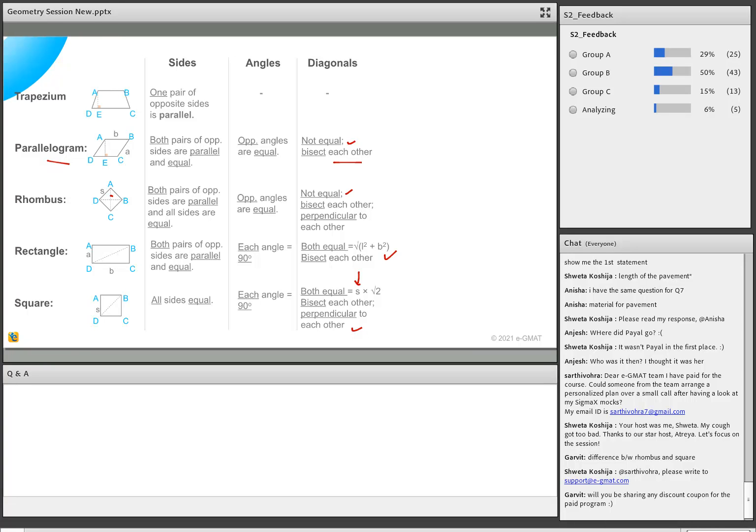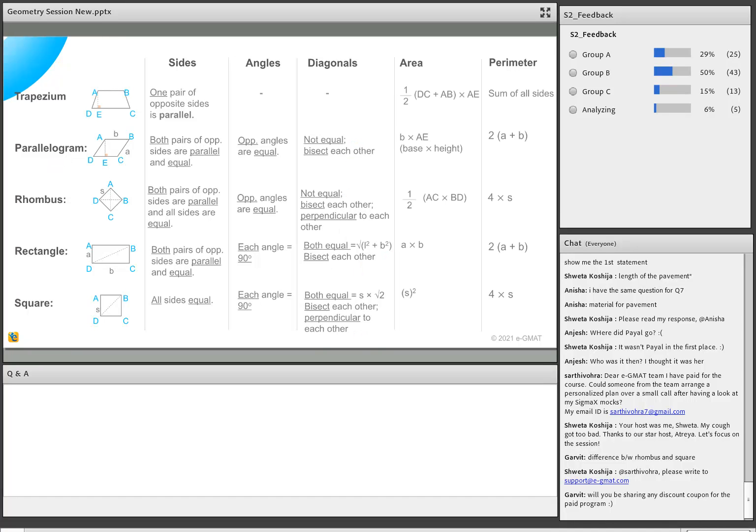So after sides, angles, and diagonals are done, let's talk about areas and perimeters for these five quadrilaterals. The first quadrilateral, the trapezium: the area is half of the sum of the parallel sides times the height, that is the distance between the two parallel sides. That's the area of a trapezium. For a parallelogram, it's equal to the base times the height of the parallelogram. For a rhombus, it's equal to half the product of two diagonals.